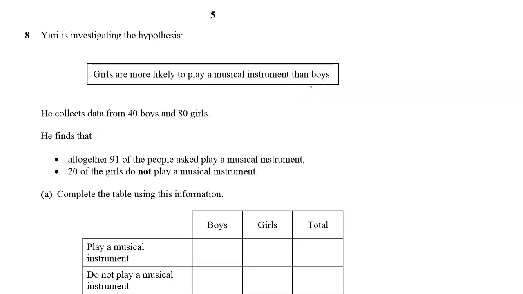Question number 8. Yuri is investigating the hypothesis: girls are more likely to play a musical instrument than boys. He collects data from 40 boys and 80 girls. He finds that altogether, 91 of the people asked play a musical instrument. 20 of the girls do not play a musical instrument, right?